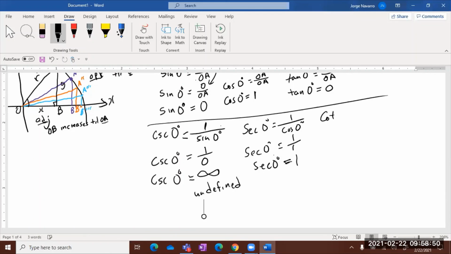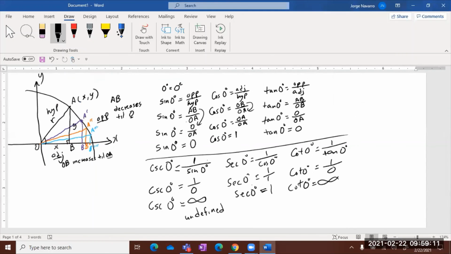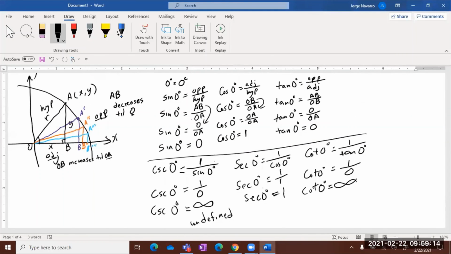And then the cotangent of 0 degrees is 1 over the tangent of 0 degrees. So the cotangent is 1 over 0. So again, I will get the value as being undefined. Yes. Questions with that part?